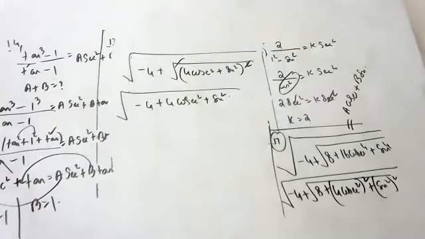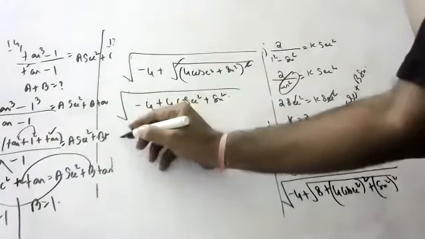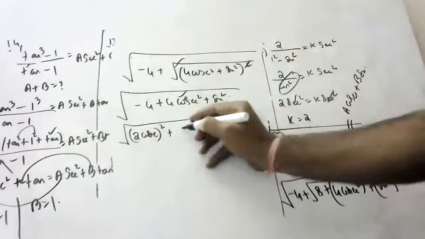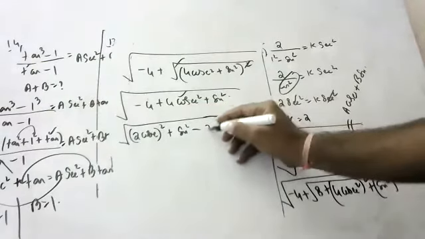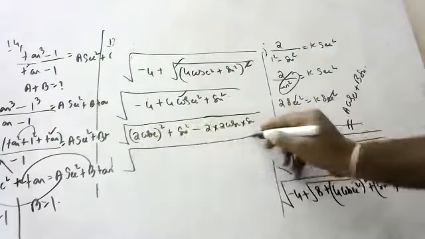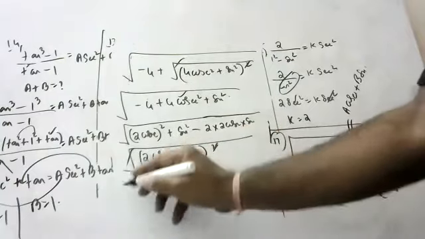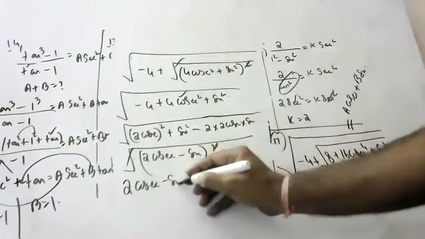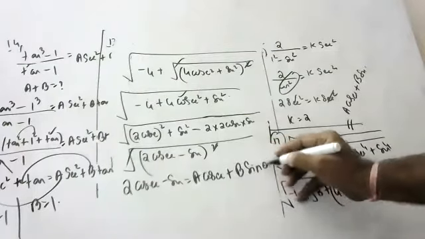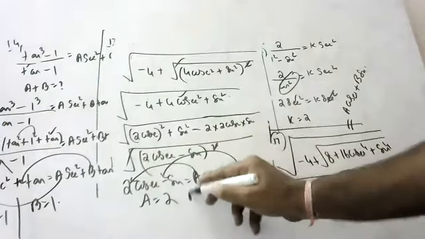So what will we take common, children? This we can write as 2 cosecant whole square plus sin square minus 2 into 2 cosecant into sin, which is nothing but 4. Again this is in the form of 2 cosecant minus sin whole square. So finally 2 cosecant minus sin is equal to a cosecant plus b sin. So what is the value of a, children? 2. What is the value of b, children?